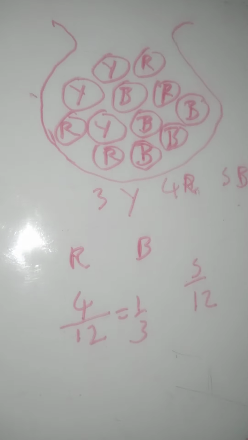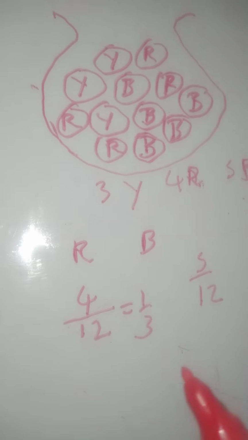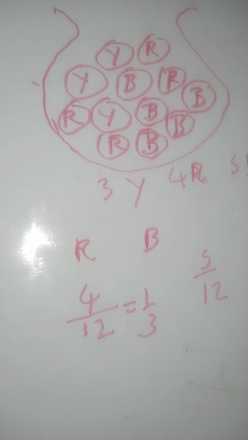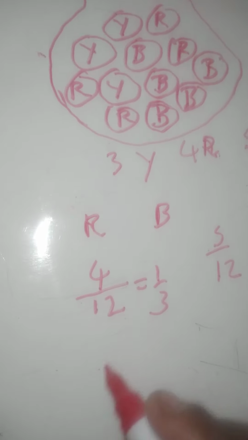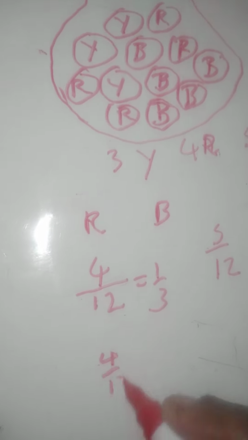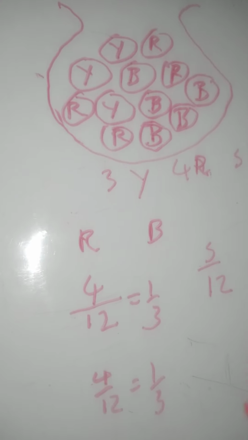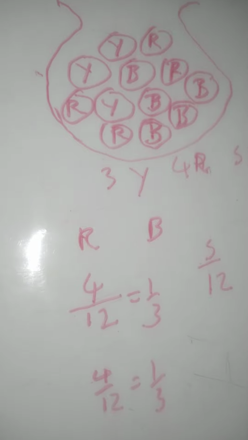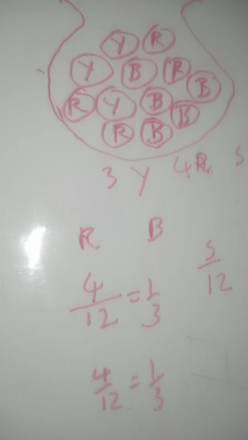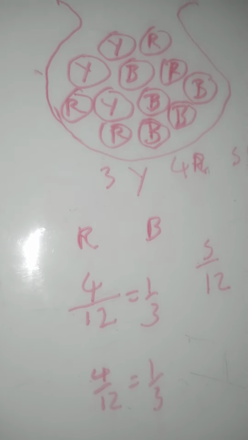But if I take it and I do not replace it, what is the probability of getting a red on the first one? On the first one, it's still gonna be 4/12, which is 1/3. But because I did not replace it, there are no more 12 balls. There are now 11 balls, right? So what is the probability of taking a blue ball?